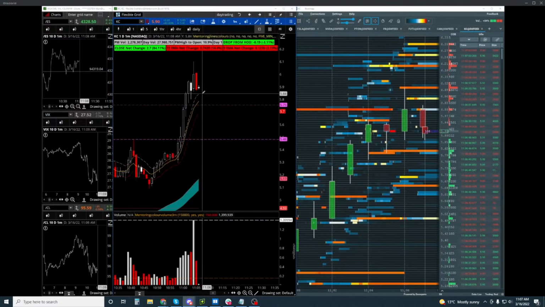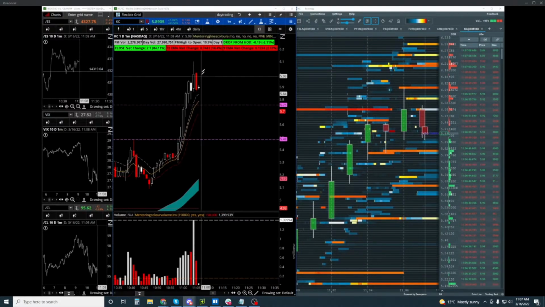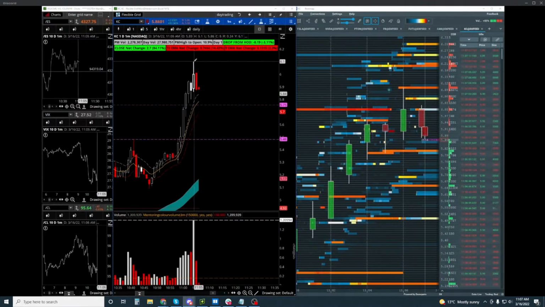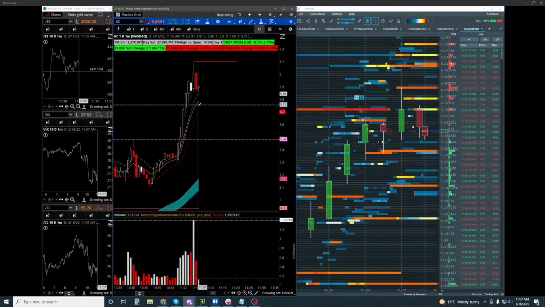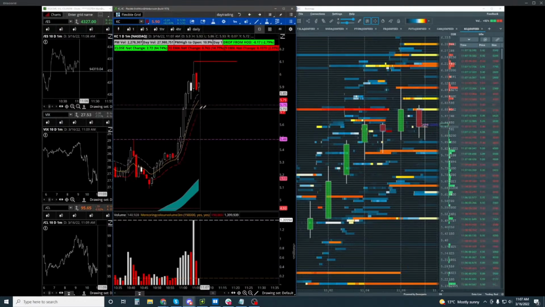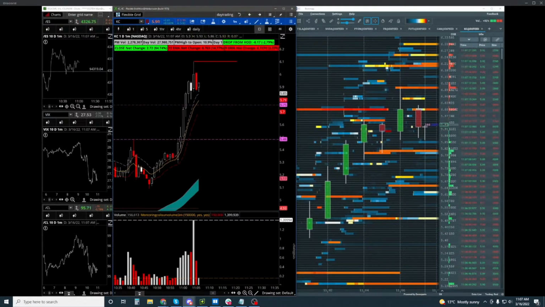Micro support at this 585. Again, no long for me. Let's put this as the maximum high of the day. I'm going to look if we can buy dips. I did in this 570.